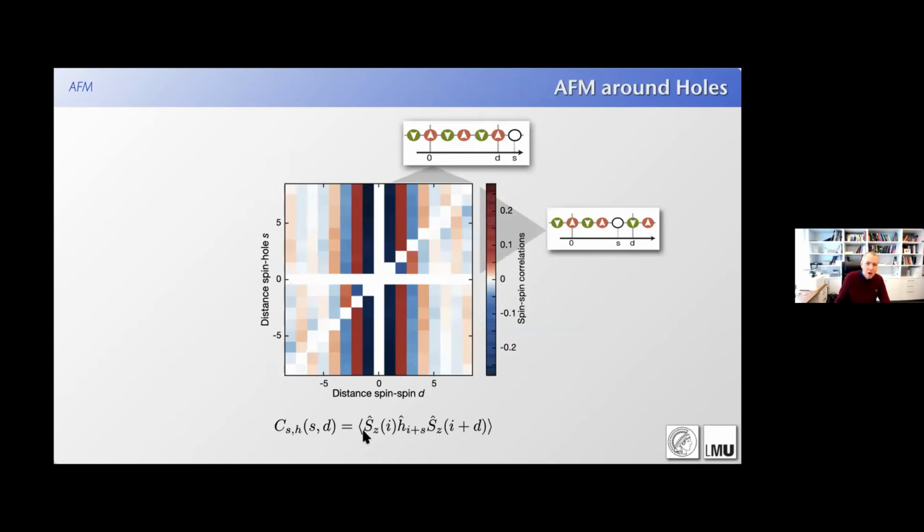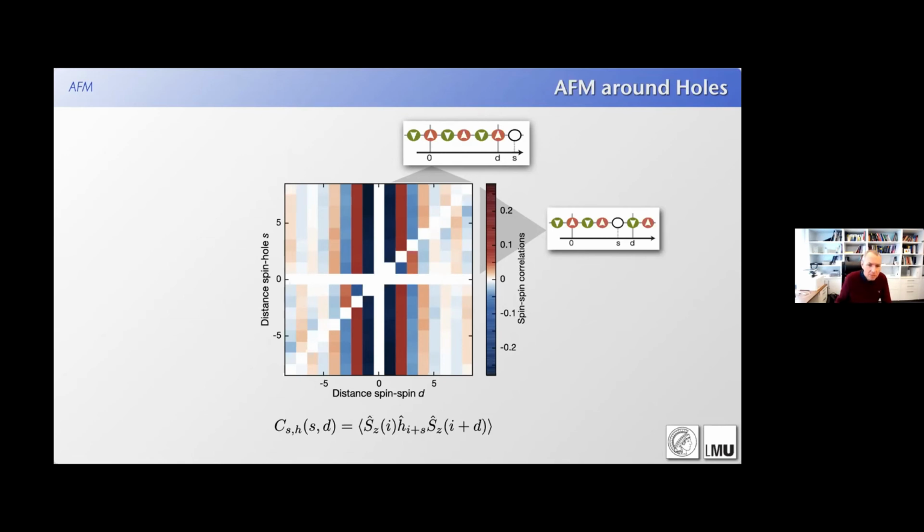So here I'm now plotting this. Let me walk you slowly through the data. I'm plotting this spin-hole-spin correlator again. So we're asking again, how is the spin on site i correlated with the spin on site i plus d? This is a spin-spin correlator. How are these two spins correlated, conditioned on having a hole at site s?